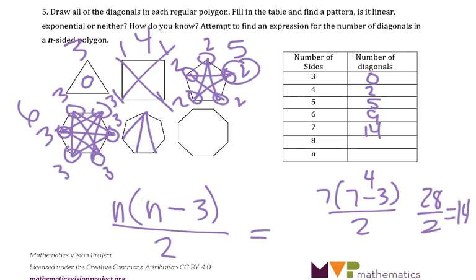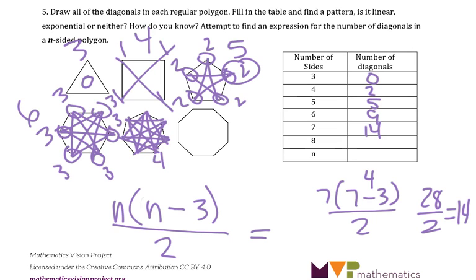So 4 there. 4 there. 4 there. 4 there. So it looks like we have 4. Yep, 4 for each vertex. So, yep, 4 times 7 divided by 2 would give us 14.